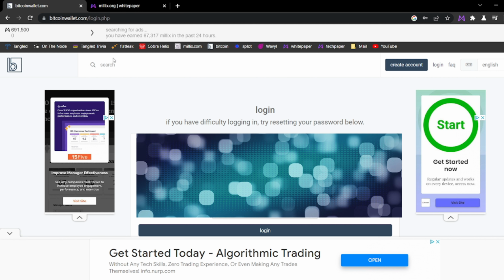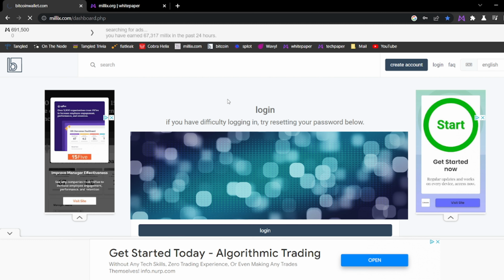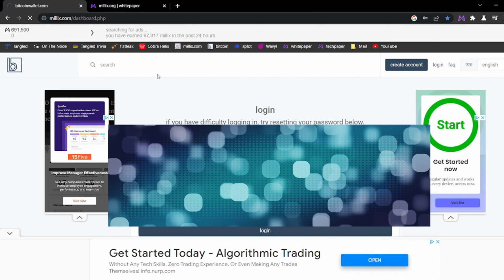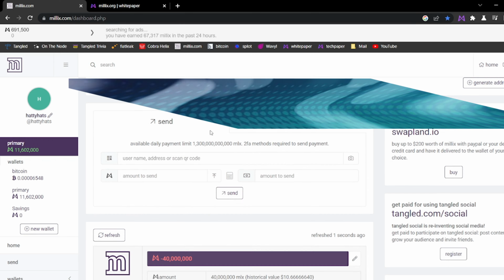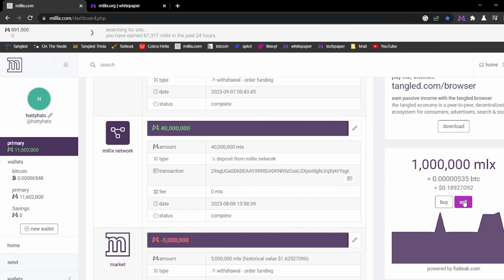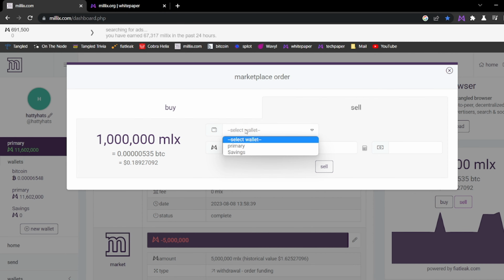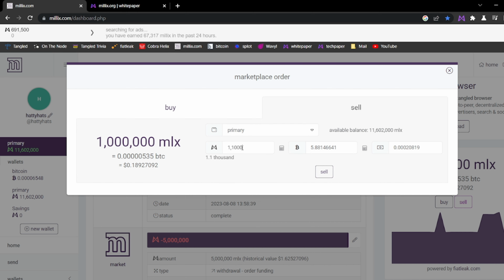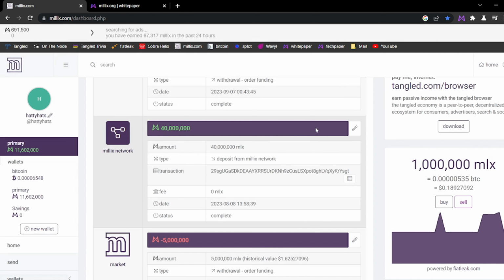So say you've earned enough Millix, and you want to sell it. So you go down, there's a little sell button. Get to your primary, we'll put in 11 million. And that equals out to $2. So 11 million Millix equals up to $2 in Bitcoin at the moment. Prices fluctuate.